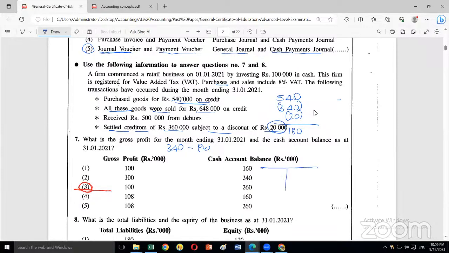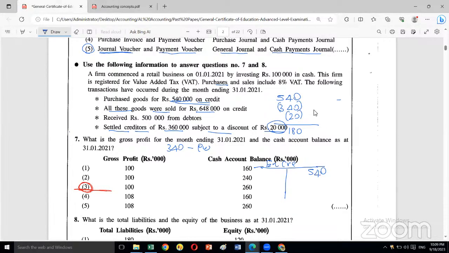Here, I can put a T account for creditors. Just for your understanding, I'll use the word creditors. So here, you can see credit purchase. If I am purchasing on credit, purchase account debit, VAT account debit, creditors account credit, how much? 540.